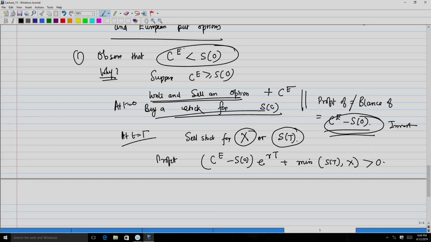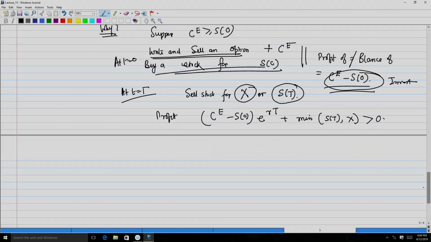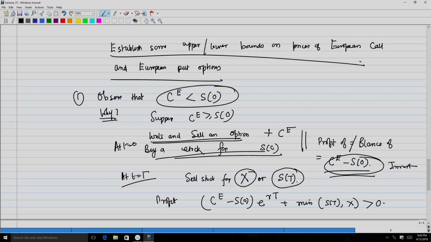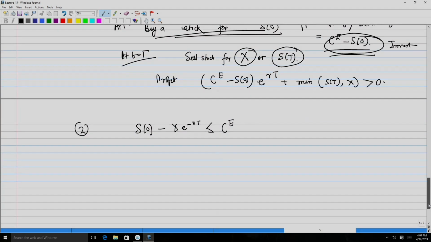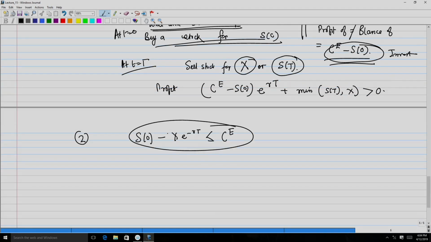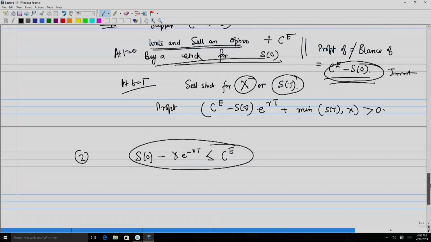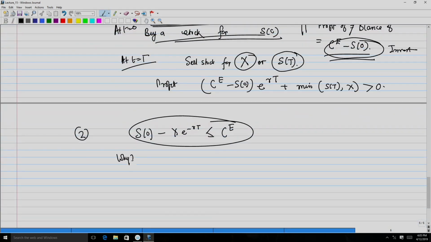So, what we have seen here is one particular bound, which is the upper bound. Now, let us look at a lower bound, and that is going to be S 0 minus X e raised to minus R t less than or equal to C e. Remember, this is the upper bound because it puts an upper cap on the price of the option C e, namely S 0, and likewise I will have a lower bound on C e. So, again using the no arbitrage principle, we try to address why this is so.